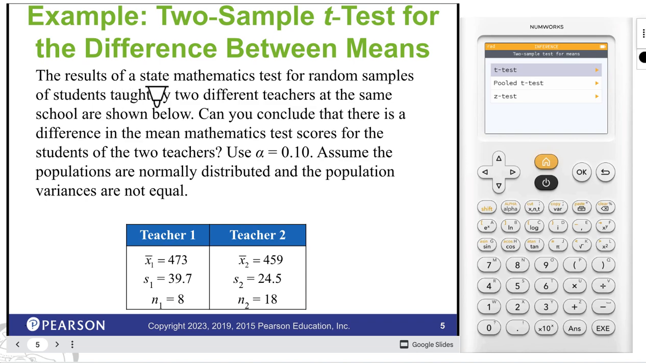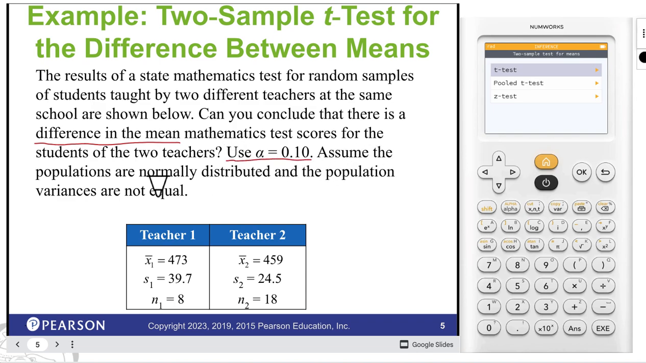This is the results of a state mathematics test for random samples of students taught by two different teachers in the same school, shown below. Can you conclude that there is a difference in the mean test scores for the students of the two teachers? We're asked to use a 10%, 0.10.